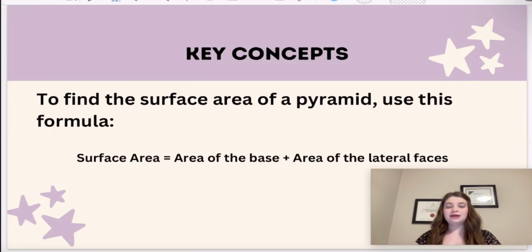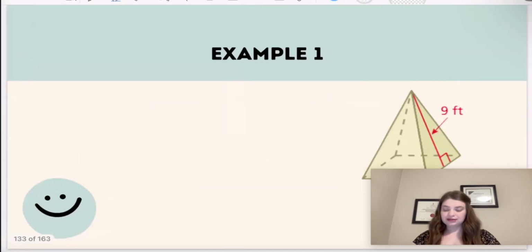Then for area of the base, we have to first identify what type of base it is and then use the appropriate equation. So it could be a triangle base, in which case we'll also use the area of the triangle equation, or it might be a different type of base. It might be a square base, for example, in which case we would use area of the square. So I'm going to go through this example first here.